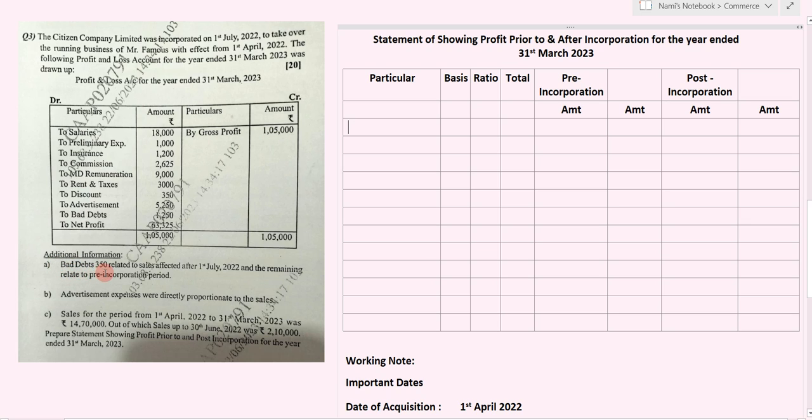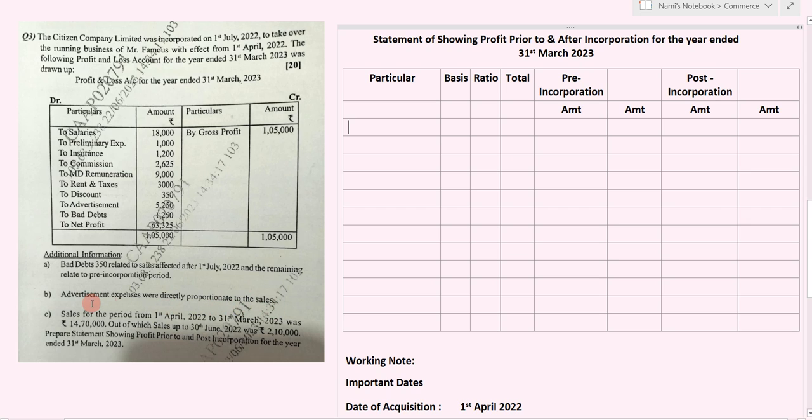Bad debts rupees 350 related to sales affected after 1st July 2022 and the remaining is related to the pre-incorporation period. That means out of the bad debts of 1250, rupees 350 is related to the sales which are affected after 1st July 2022 and the remaining belongs to pre-incorporation. Next, advertisement expenses were directly proportionate to the sales.